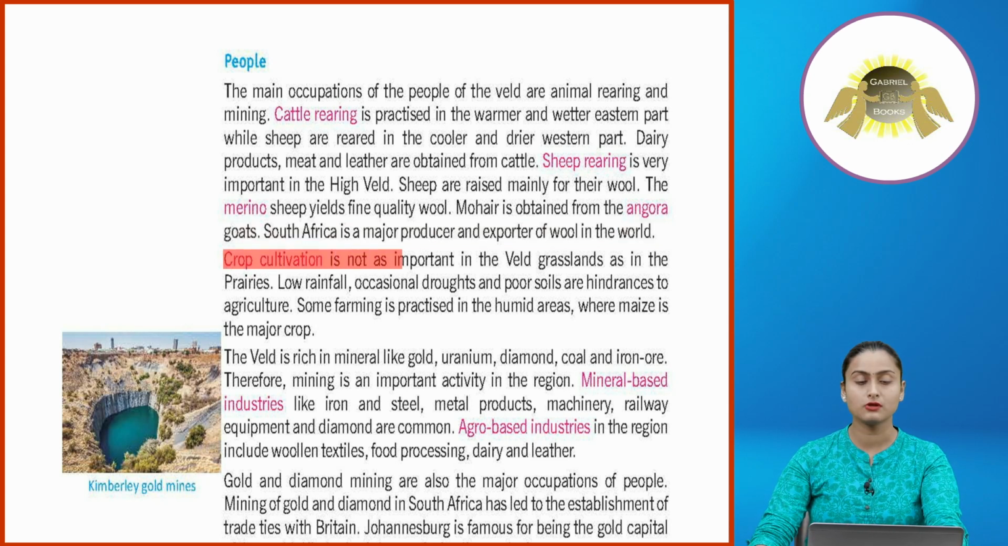Crop cultivation is not as important in the veld grasslands as in the prairies. Low rainfall, occasional droughts and poor soils are hindrances to agriculture. Some farming is practiced in the humid areas where maize is the major crop.